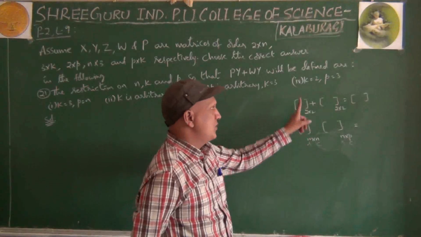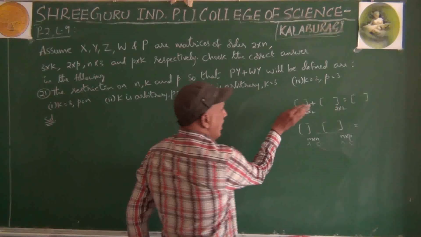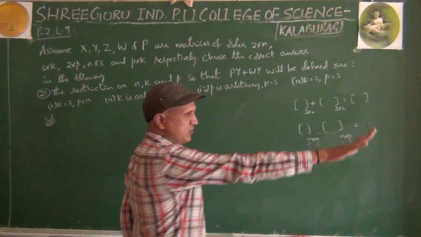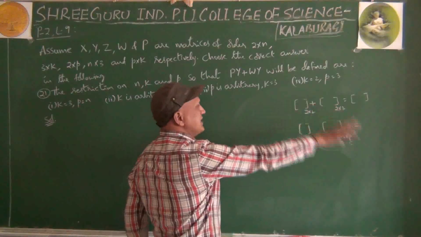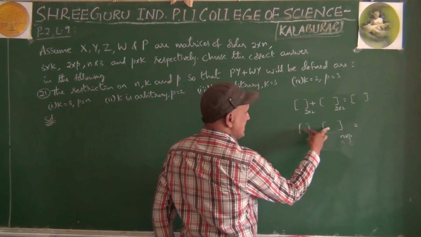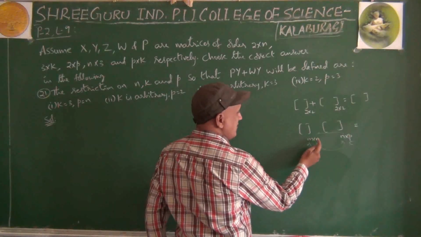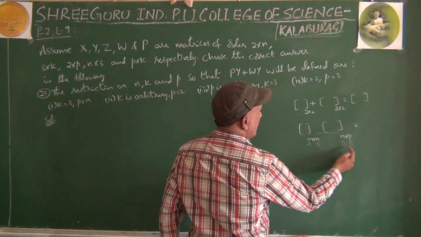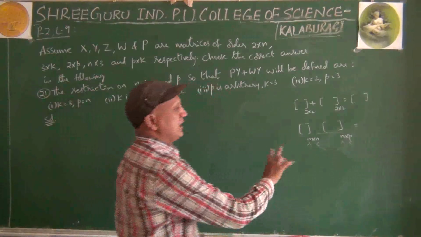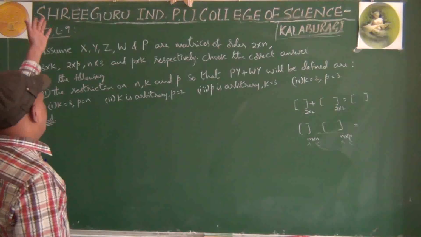If you want to add or subtract any two matrices, the order of the first matrix and the order of the next matrix should be the same. Then only addition or subtraction is possible. If you want to multiply two matrices, the number of columns for the first matrix and the number of rows for the next matrix should be the same. Then only multiplication is possible, right? Let us see what they gave.